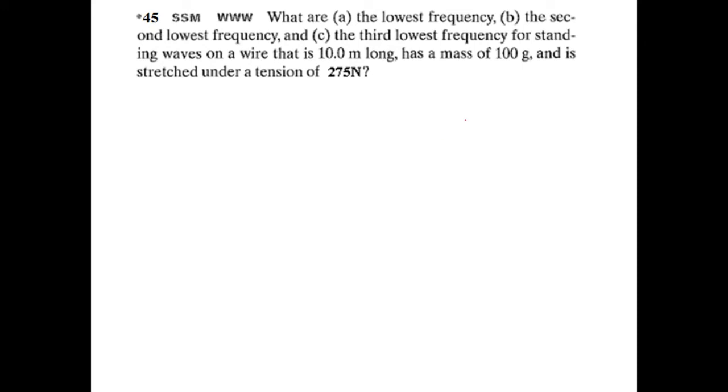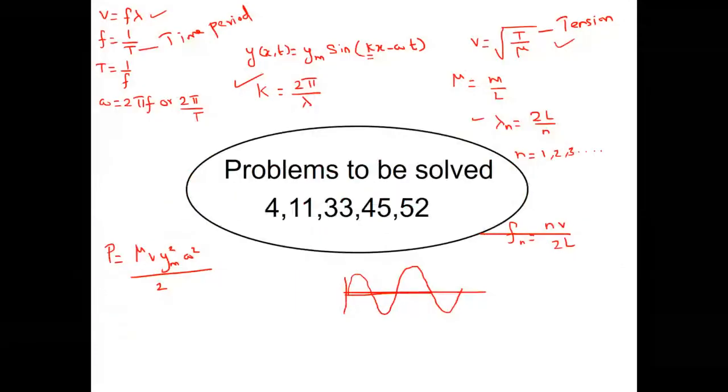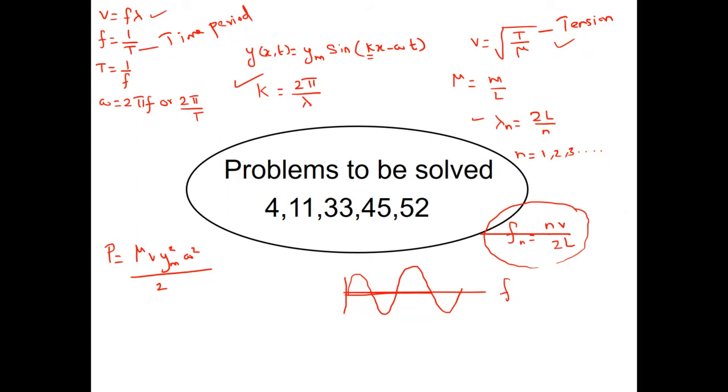What is the general formula for the frequency? This is the general formula. Fn is equal to nv over 2L. What is n? n is equal to 1, 2, 3, 4, and so on. Am I right? So what does the first frequency mean? The first lowest frequency means when n is equal to 1. Clear?